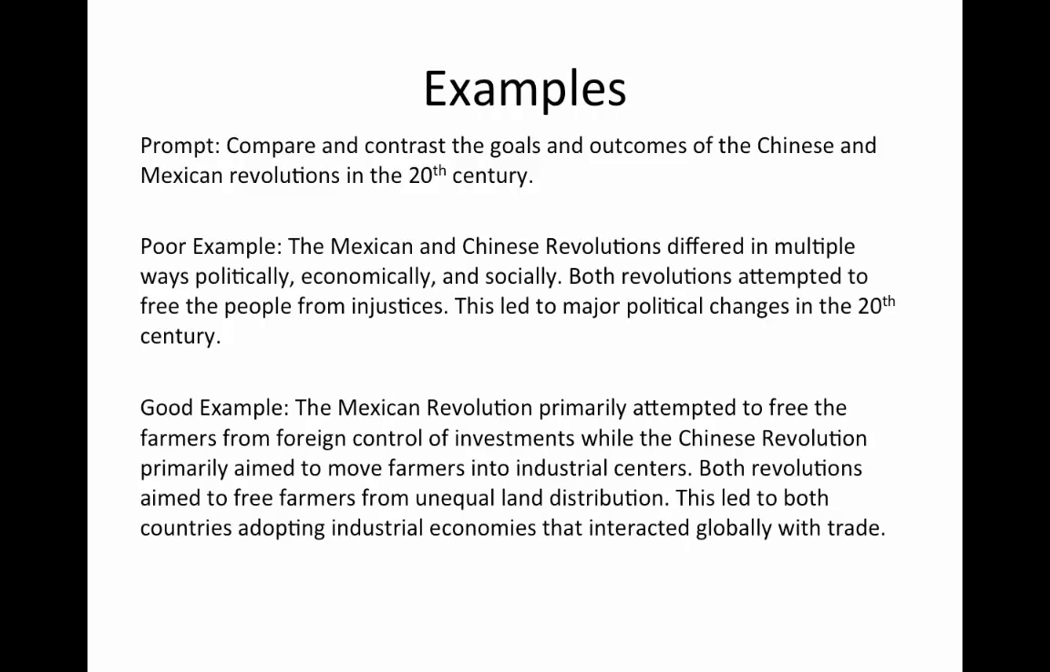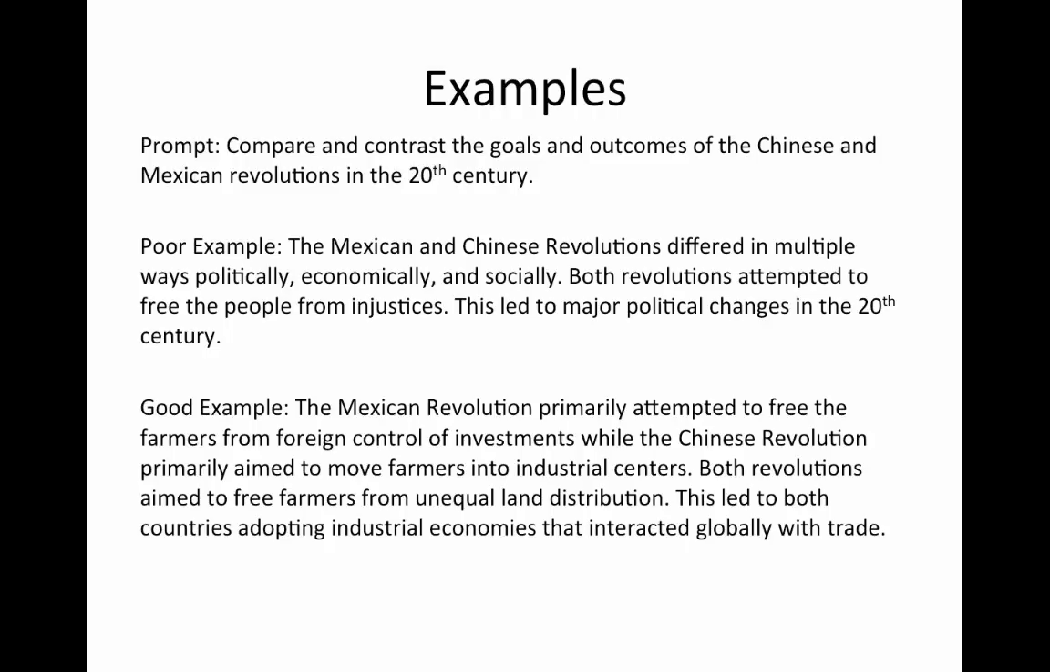And then last up, this led to both countries adopting industrial economies that interacted globally with trade. Notice there's a significant statement, long-term impact, very specific but not factual. This is the kind of good example I want you to use when you're writing your thesis statement.